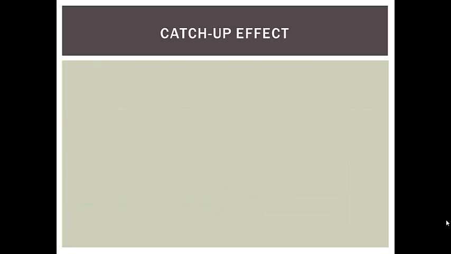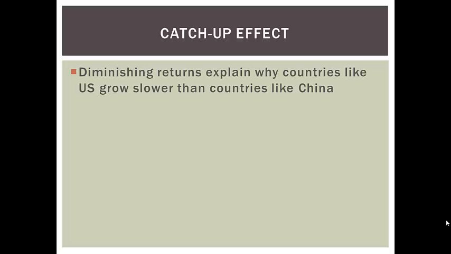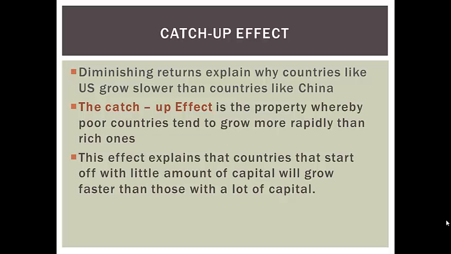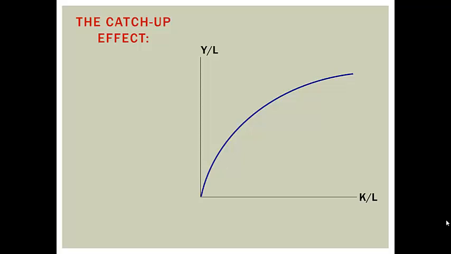So based on this property, we define what we call the catch-up effect. Diminishing returns explain why countries like the US grow slower than countries like China. In fact, that's what we're seeing right now. We're lucky in the US if we have 1 or 2% economic growth. China, on the other hand, the economy of China grows much faster. This catch-up effect is the property whereby poor countries tend to grow more rapidly than rich ones. This effect explains that countries that start off with a little amount of capital will grow faster than those with a lot of capital, and as a result, they'll be able to catch up.